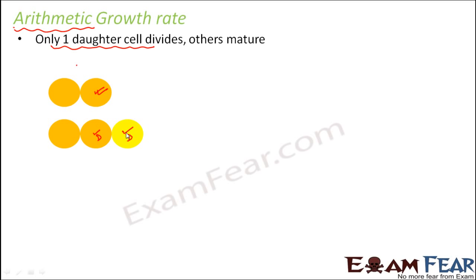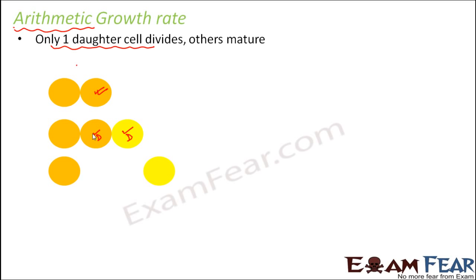Clear? Now both of them will not divide further. The one which is orange in color will divide further, while the one which is yellow in color will start to differentiate. That is, it will start to become mature. Right now it is in the meristematic phase. When a cell divides, it is in the meristematic phase. But after being divided, the new cells which are formed need to get matured, right? That process is called differentiation. So now this cell will get matured while this cell will divide further.